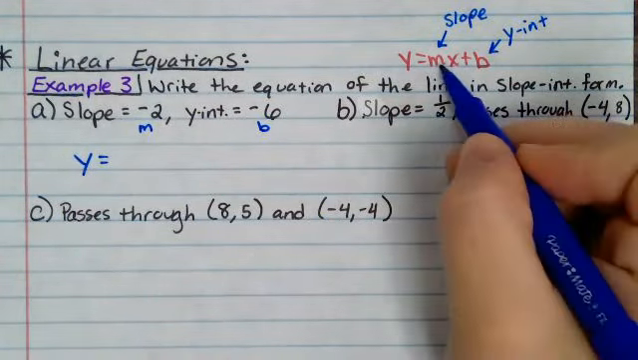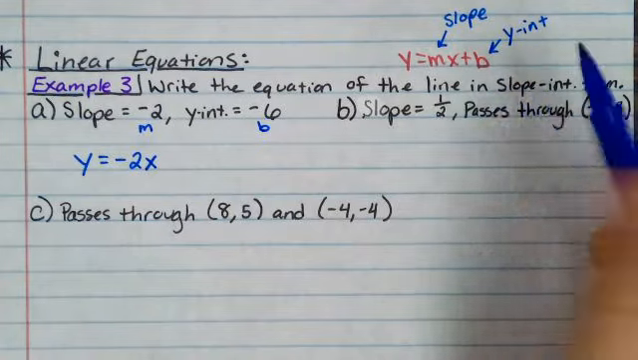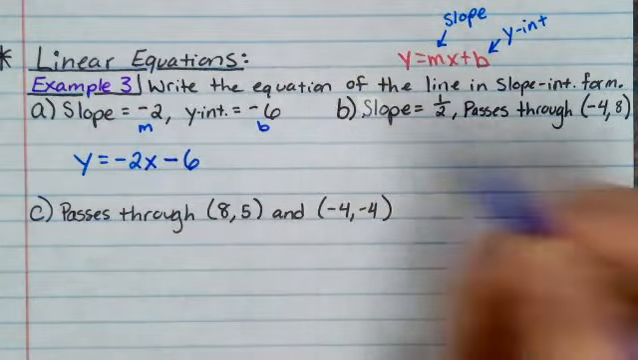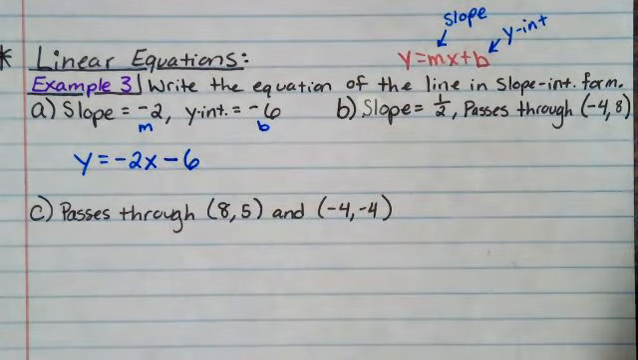Instead of putting an m, we're going to put -2, then we have an x. Now I know the equation says plus b, but my b happens to be a -6. So I'm going to go ahead and write it as -6, and that's it.